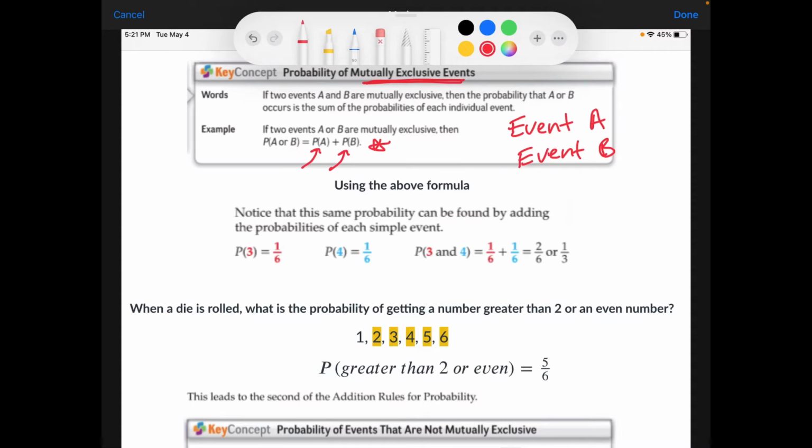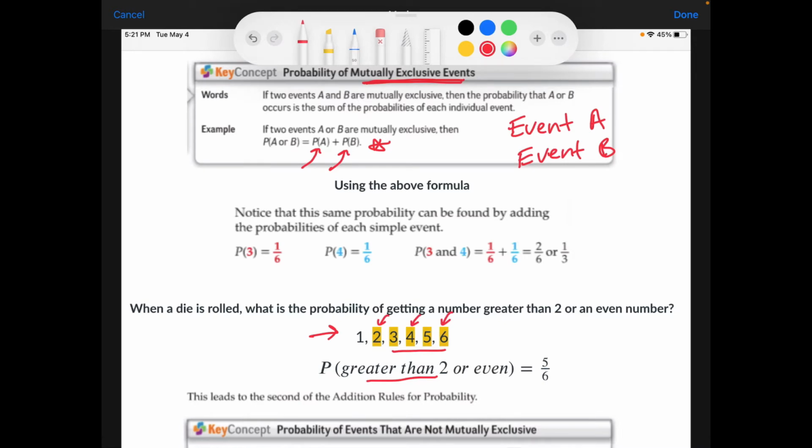So I wanted to go over this example. Remember, when a die is rolled, what is the probability of getting a number greater than 2 or an even number? So this is the sample space. And we know that we have 3, 4, 5, and 6 greater than 2. And then how many are even? Well, we've got 2 is an even number, 4 is an even number, and 6 is an even number.